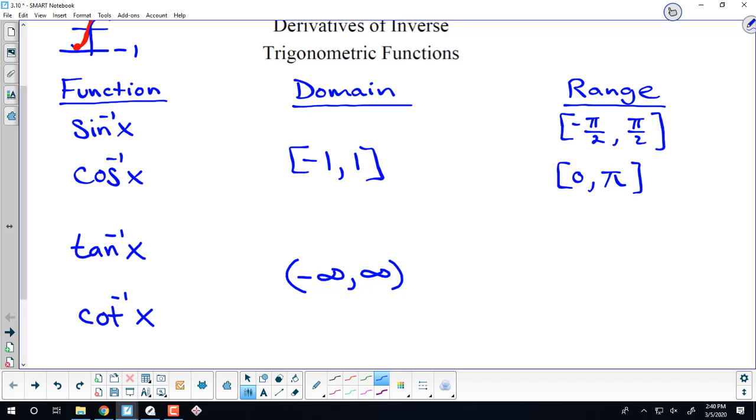The range for inverse tangent is the open interval from -π/2 to π/2. And for inverse cotangent, the range is the open interval from 0 to pi. Now this, it doesn't matter. I mean, it does matter that we know these. Hopefully you know these. But when we see a derivative formula, the derivatives of these inverse trig functions are defined for specific values.